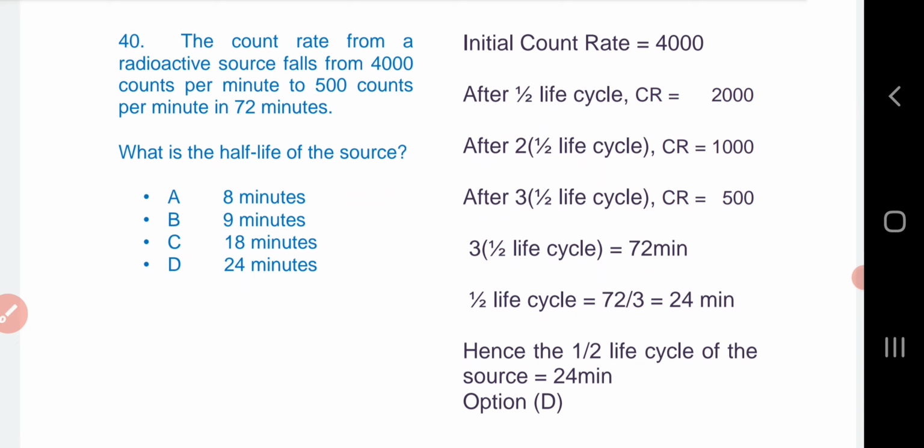Question number 40. The count rate from a radioactive source falls from 4000 counts per minute to 500 counts per minute in 72 minutes. What is the half life of the source? And the answer is, initial count rate is 4000. After one half life cycle, the count rate will become half, that is 4000 divided by 2 and is equal to 2000. After another one half life cycle, that is after 2 half life cycles, the count rate will be 2000 divided by 2 and that is 1000.